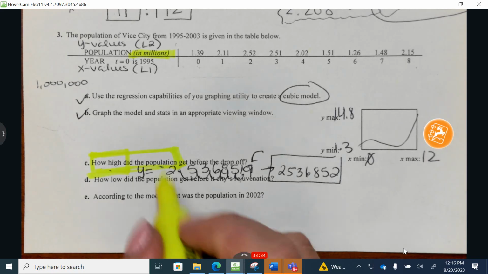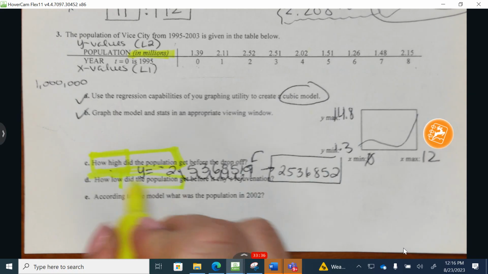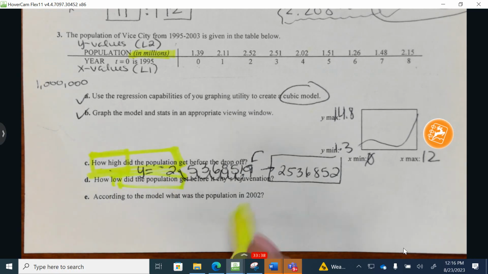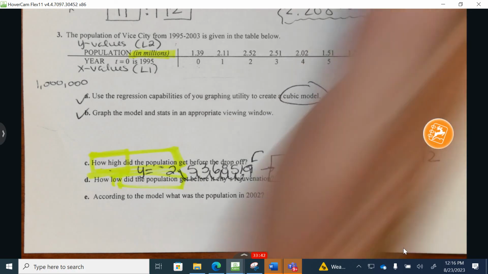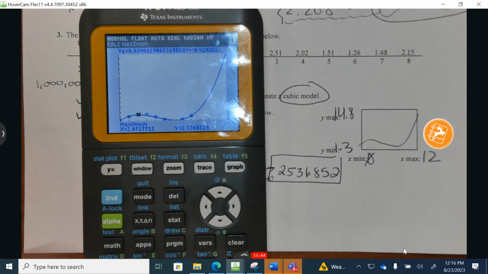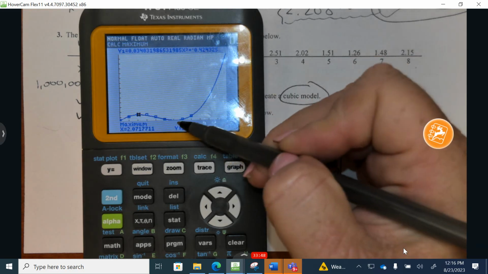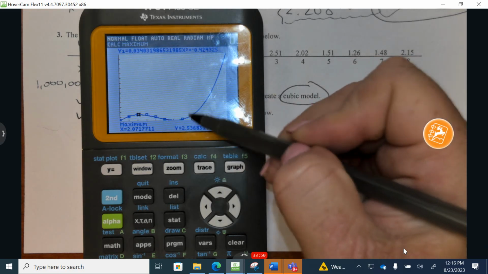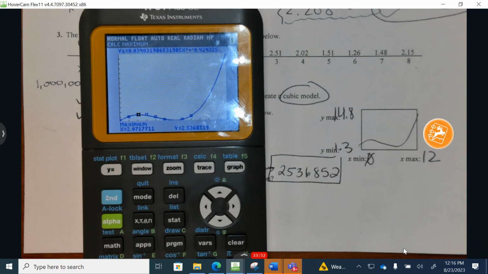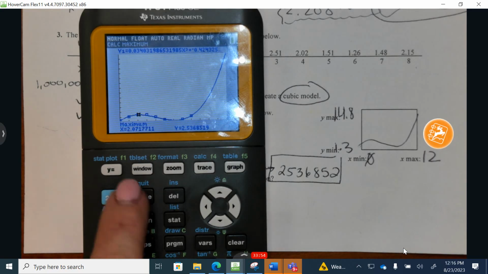Okay, the next part is, again, a population question. How low did the population get before it rejuvenated? Rejuvenated means it's beginning to grow. And we can see here's the growth. It says how low does it get before it begins to grow? I want to know what is this low spot. The low spot is known as a minimum.